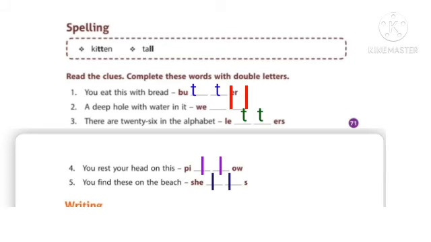S-H-E-L-L-S. So children, you can see in all these words that double letters are there. In the first sentence, double T. In the second sentence, double L. Third one, double T. And fourth one, pillow, double L. And fifth one, shells, double L. So children, you must complete this activity in your textbook from page number 71 and 72.